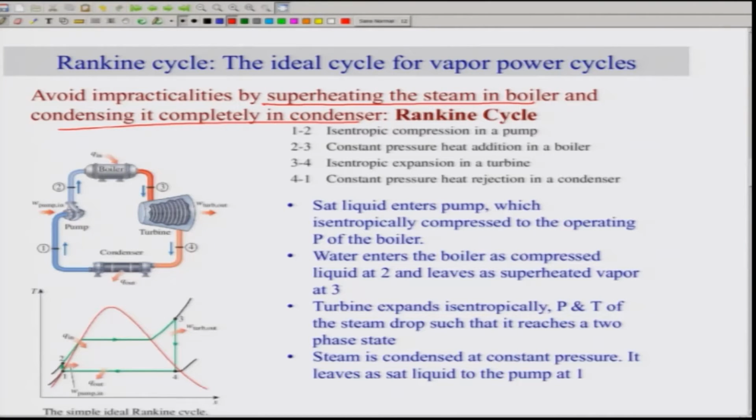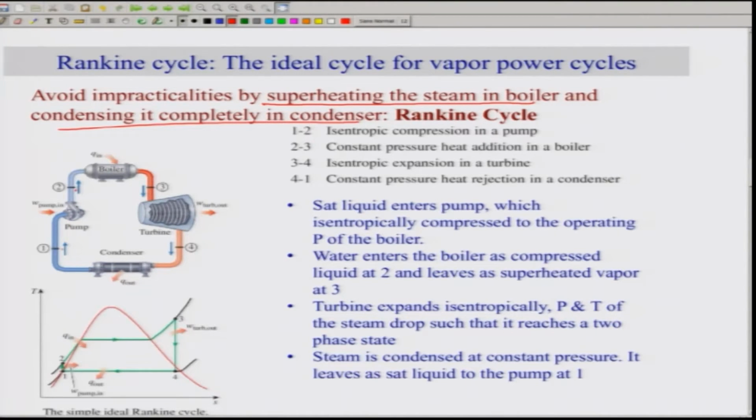So here the 1 to 2 is your isentropic compression in a pump, followed by a constant pressure heat addition in a boiler, followed by your isentropic expansion in a turbine, which is 3 to 4, followed by a constant pressure heat rejection in a condenser. One can describe this process on a TS diagram, and let me describe this first.